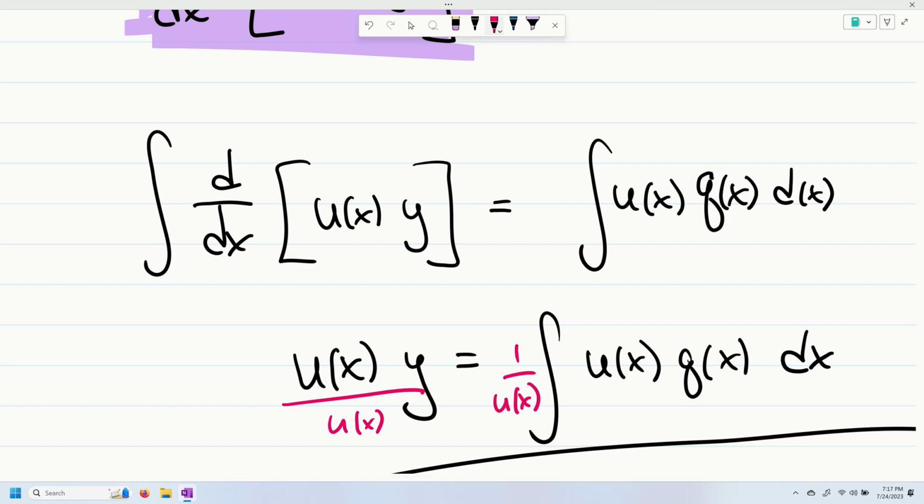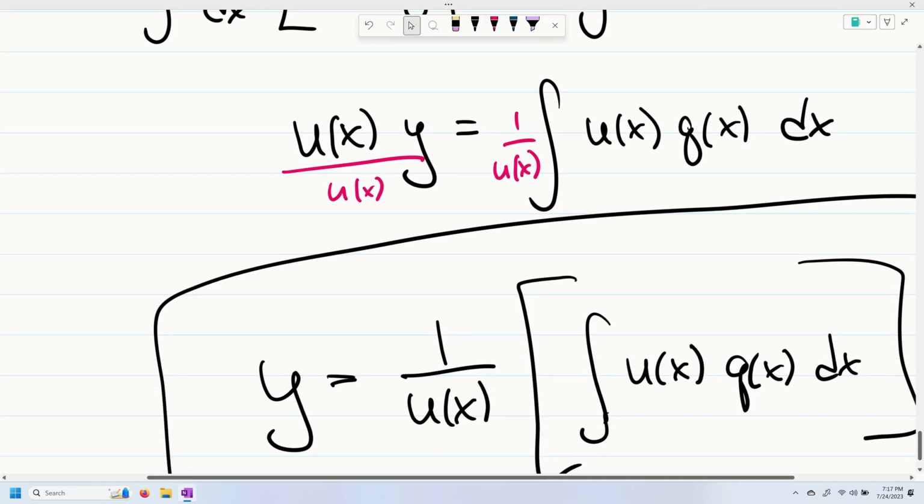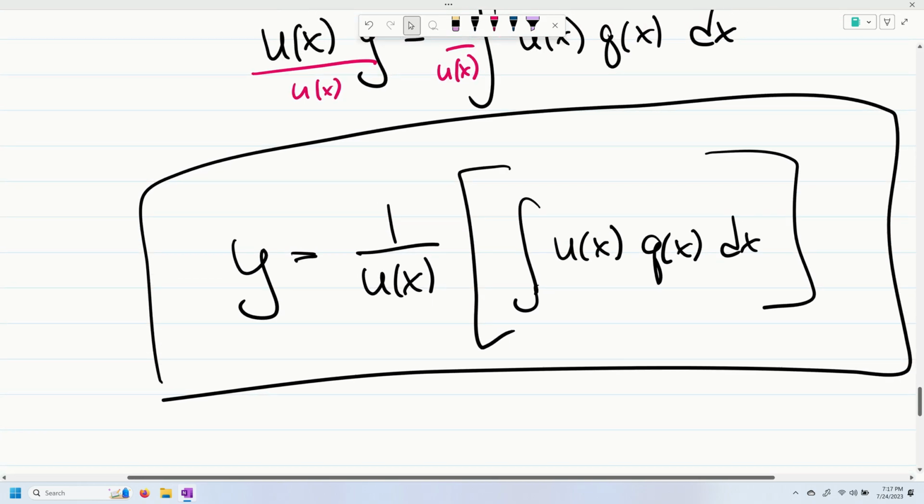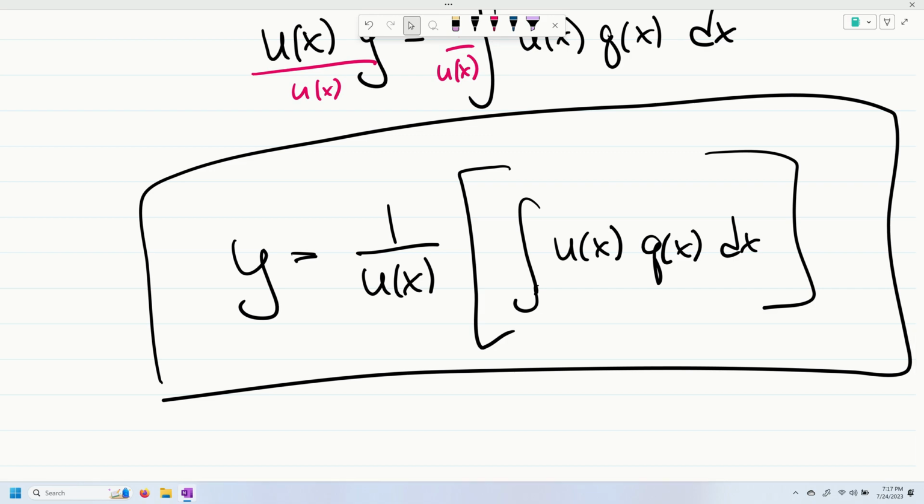We'll write it out front here. You divide by u of x to solve for y. And that's exactly what we get here. So if you think about what I have on the board here, once you recognize you have a first order linear differential equation, right here's the formula. Y equals 1 over u of x times the integral of u of x, q of x times d of x. Like, that's the formula.